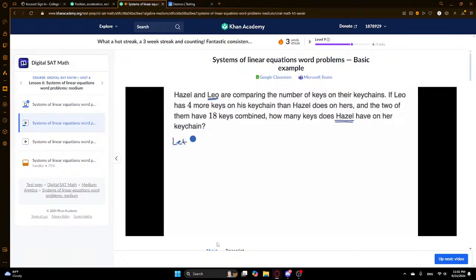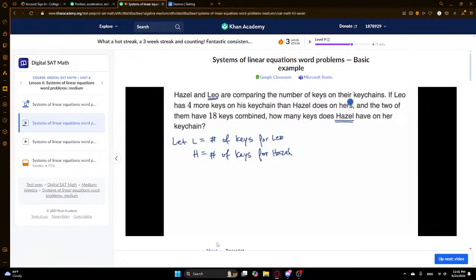If we let L be equal to the number of keys Leo has, I'll just say for Leo, and then H equal to the number of keys for Hazel. And obviously, if you were doing this on a test like the SAT, you wouldn't have to write all of this out. You would be trying to get to the solution, but I'm trying to explain it out for you, so I will do that.